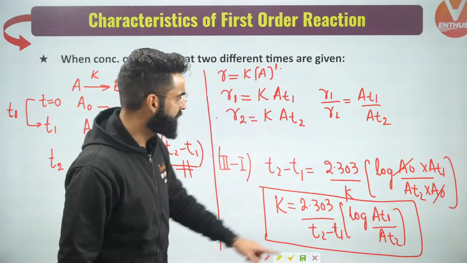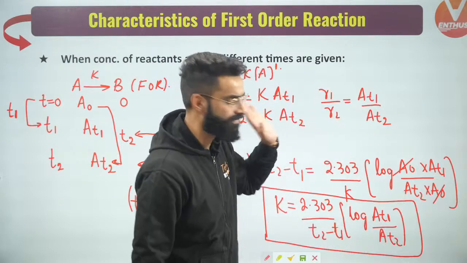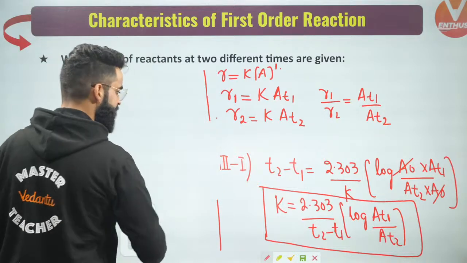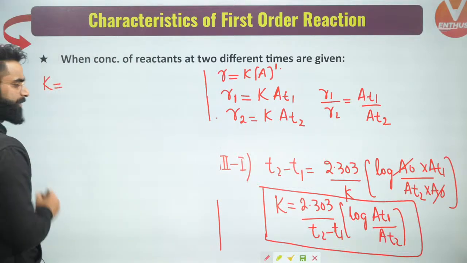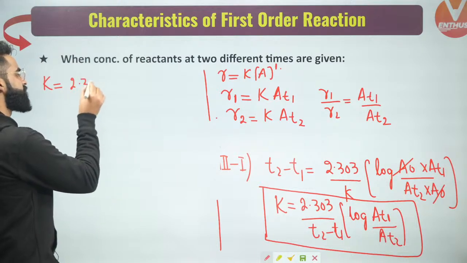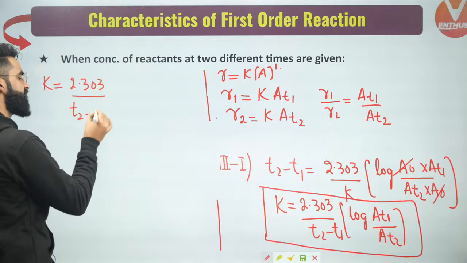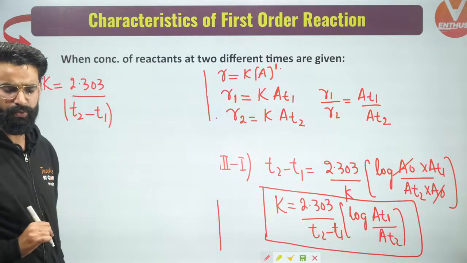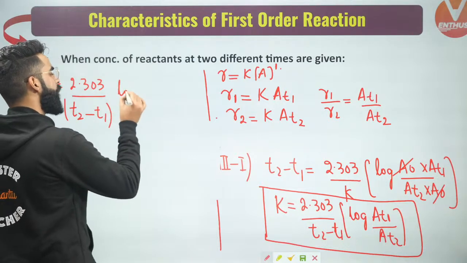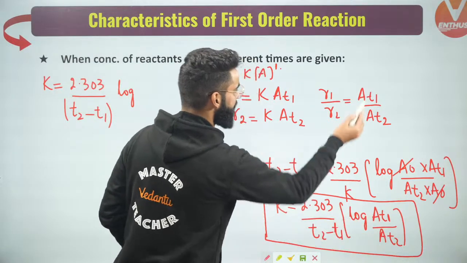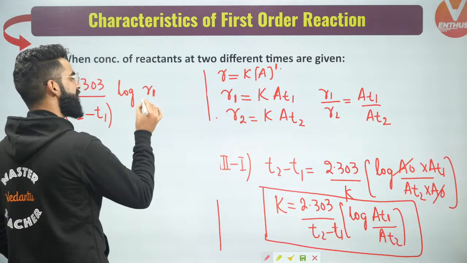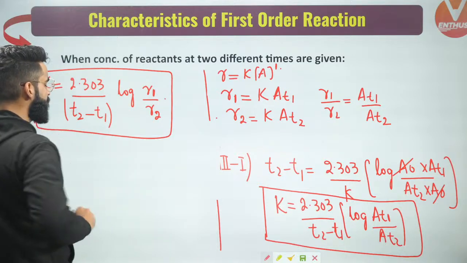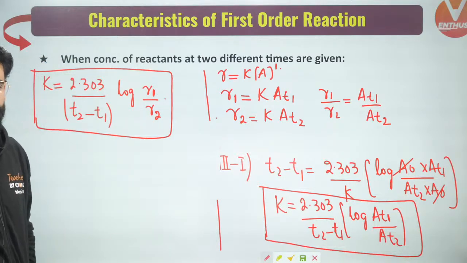Now people, instead of AT1 by AT2, I can use the term R1 divided by R2 as well. Now I got one more expression which I can directly use in the questions. That's going to be K, the rate constant, is equal to 2.303 divided by T2 minus T1, the time interval in which the concentration of reactant changed from AT1 to AT2, multiplied by log of AT1 divided by AT2. Instead of that, I can simply write the rate of reaction at time T1 divided by the rate of reaction at time T2. This is one important expression which I got right here, and I'll be directly using it in the questions.